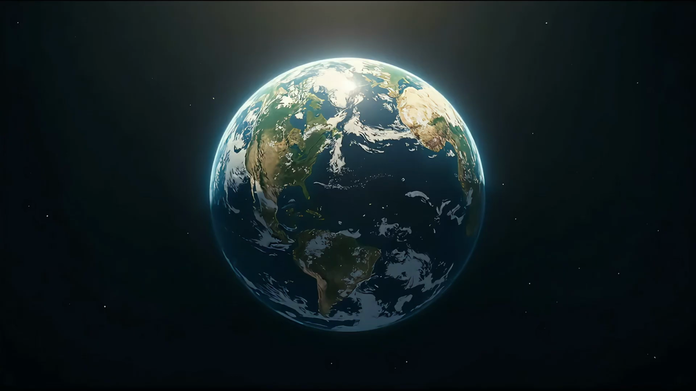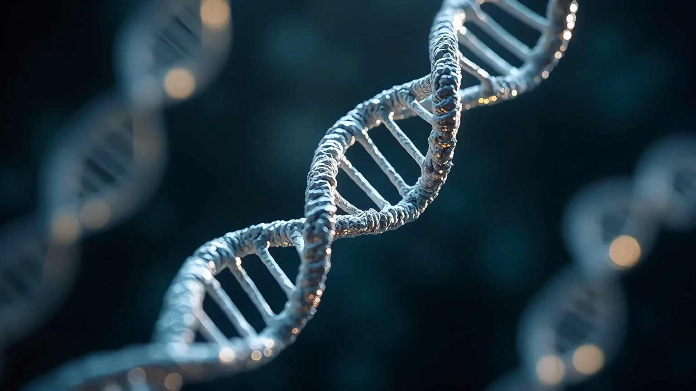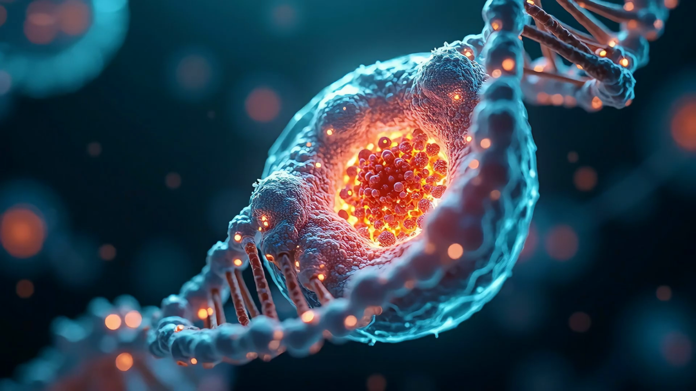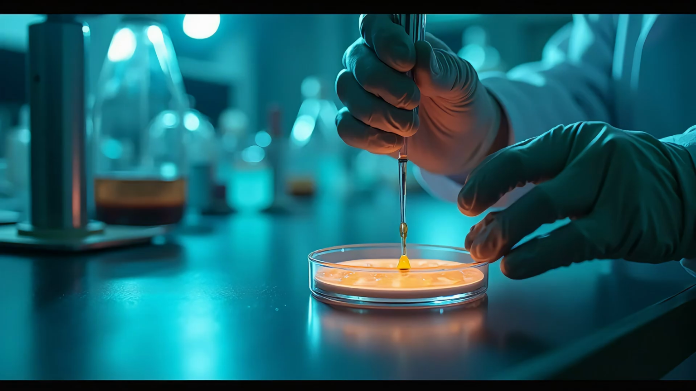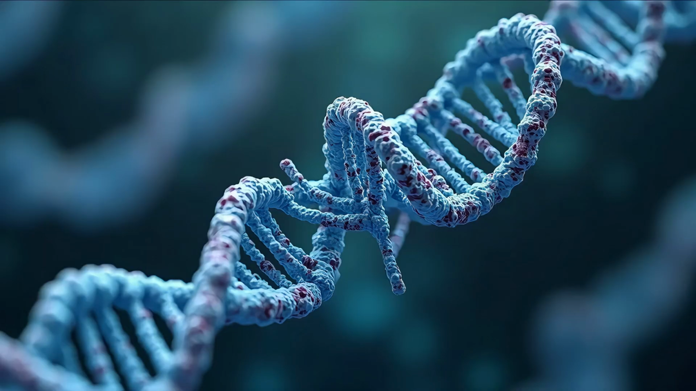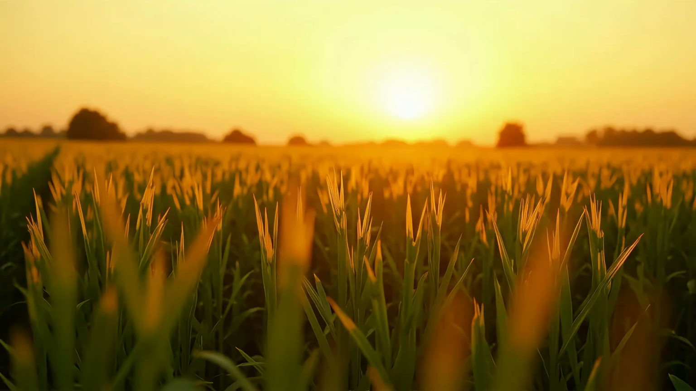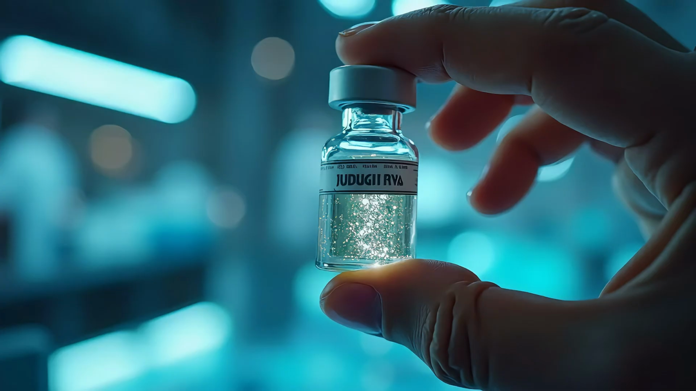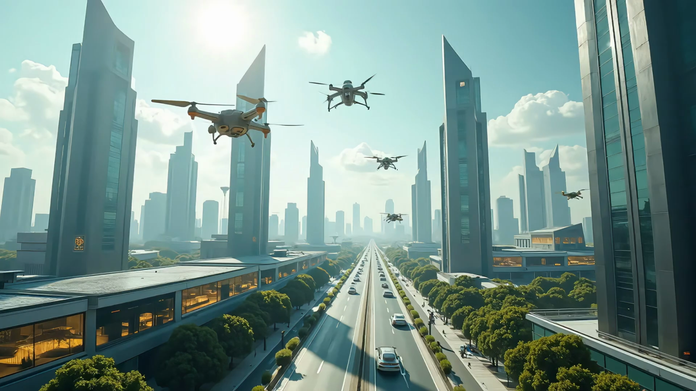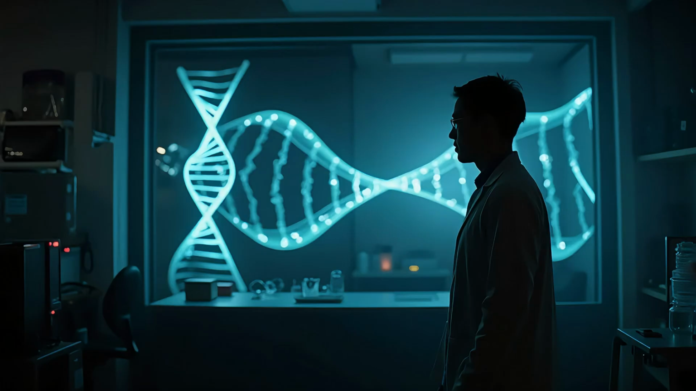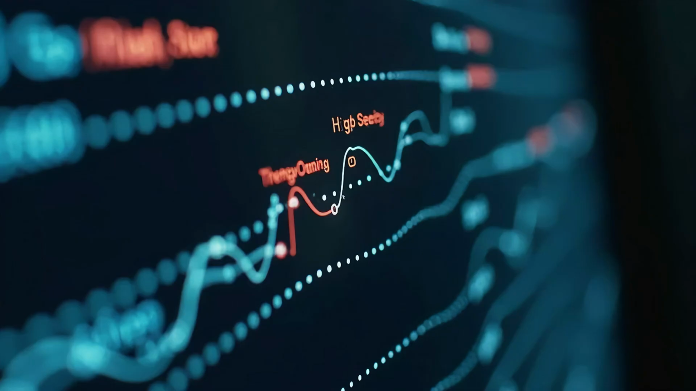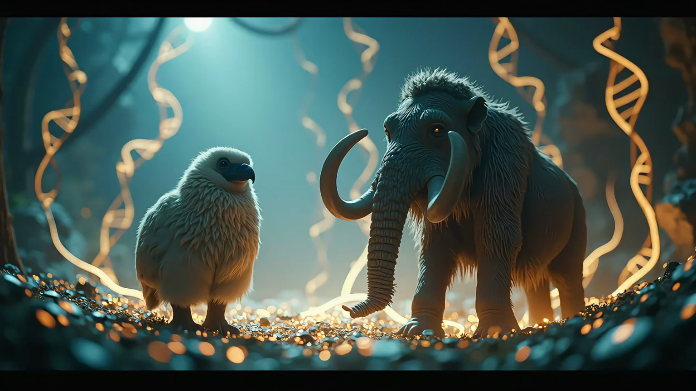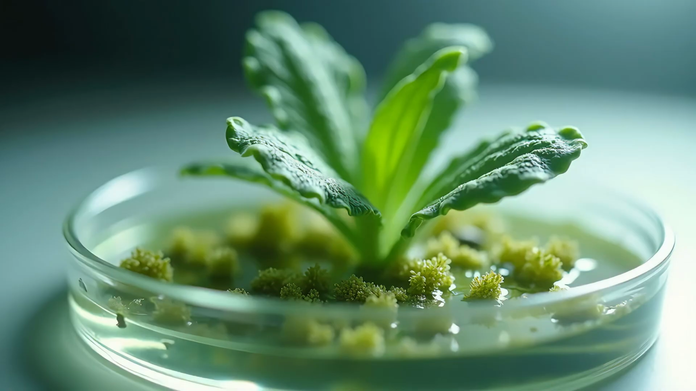DNA and the Future of Science: Genetic Engineering and Gene Editing. Introduction. DNA, the blueprint of life, carries the genetic code for all living organisms. Since its discovery, this small molecule has revolutionized fields like medicine, agriculture, and even industry. With the advancement of genetic engineering techniques, it is now possible to modify DNA with precision, opening the door to endless possibilities for improving human life.